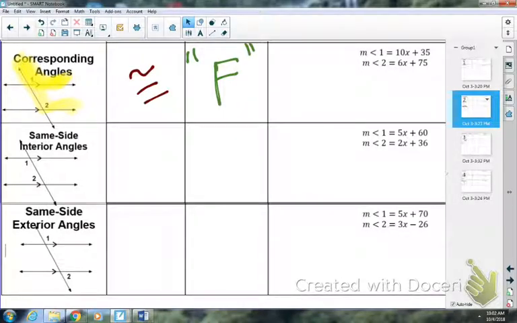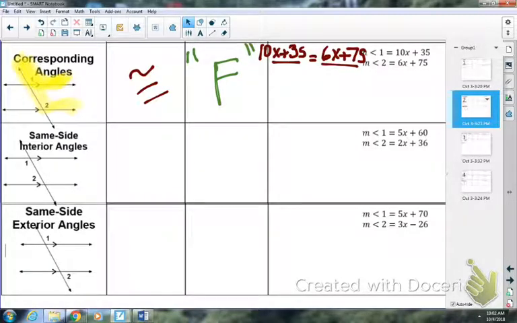This is like those little flip tabs in your notes. You know what I'm talking about? There were 3 on that first page. Those were the ones that were all congruent: your alternate interior angles, your alternate exterior angles, and your corresponding angles. Since they are congruent, when we write our equation, they are going to be equal to each other. In this case, we know angle 1 is 10x plus 35. So we're going to say 10x plus 35 equals angle 2, which is 6x plus 75.